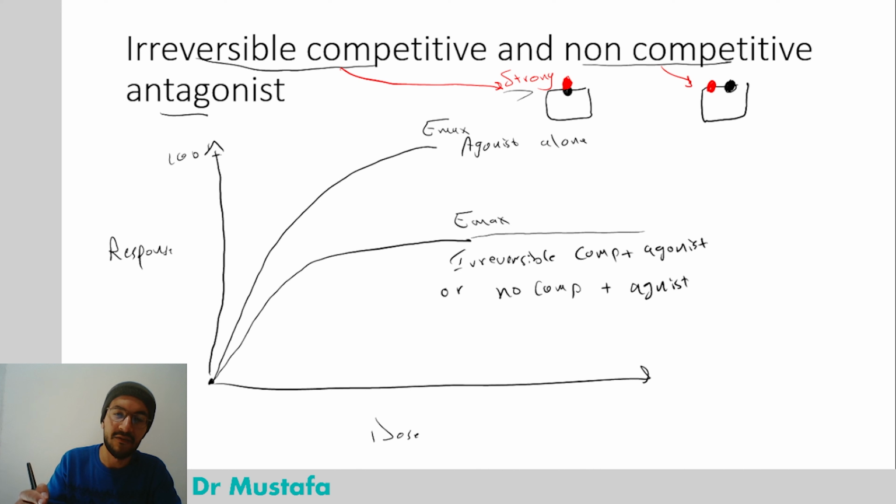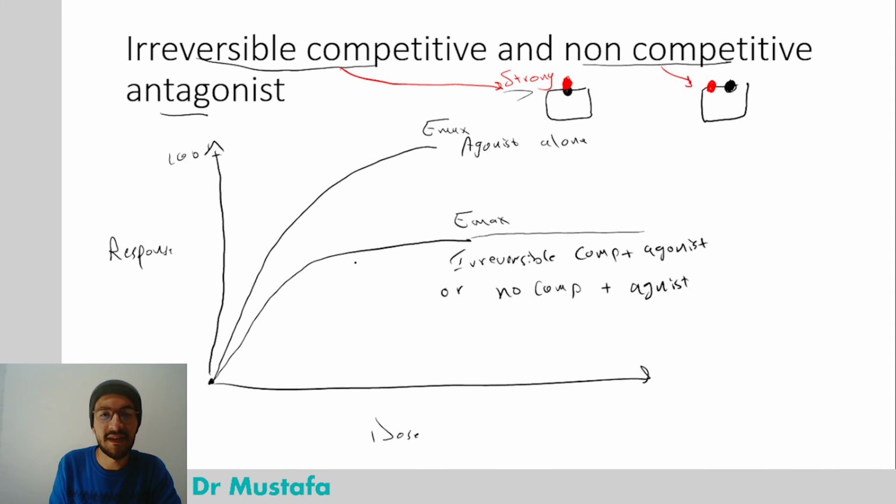So even with increasing the dose, the irreversible competitive antagonist would still be binding to the receptors, and we don't get the max effect. We get less than the max effect. The same applies to the non-competitive antagonist, because it is binding on a different site than the agonist does. So we still have the antagonism even with higher doses.